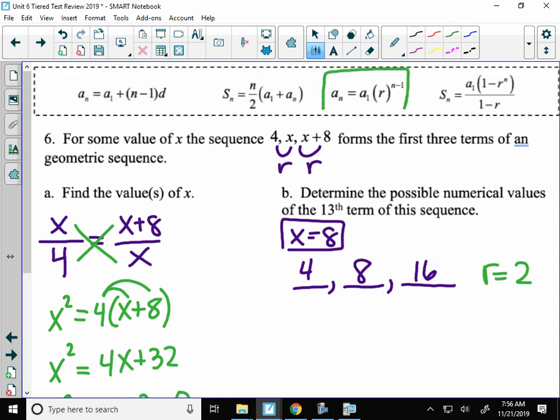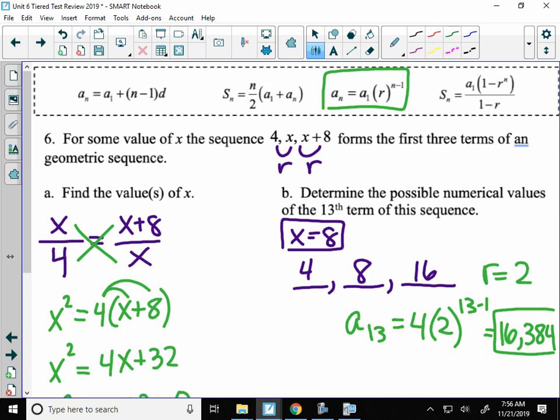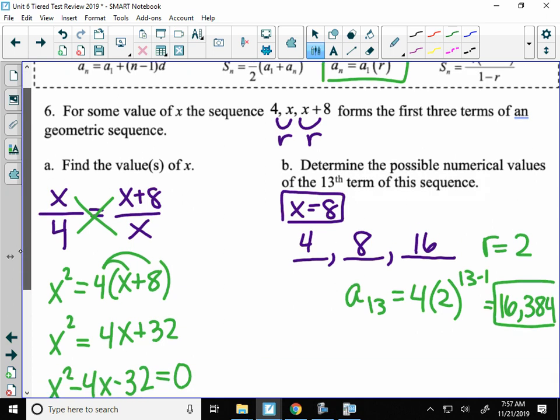I'm just going to use the a sub n formula for geometric. So a sub 13 is going to be the first term times our common ratio to the 13 minus 1. And you can type that in your calculator. I'll just tell you here. It's 16,384. That would be one possibility for the 13th term if x was 8.